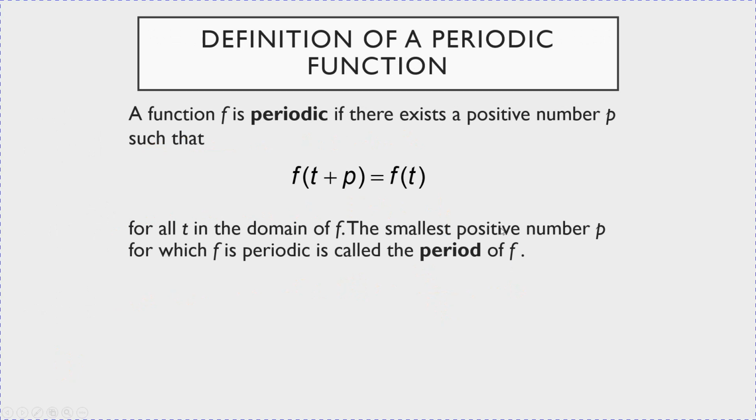All right, now I want to talk about the final topic here, which is a periodic function. A function f is periodic if there exists a positive number p such that when you take f of t plus p, you get back f of t. This is for all t in the domain of f. The smallest positive number p for which f is periodic is called the period of f. So it'd be something like the function repeats itself every 5 units or every 10 units.